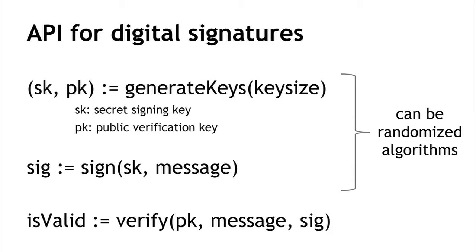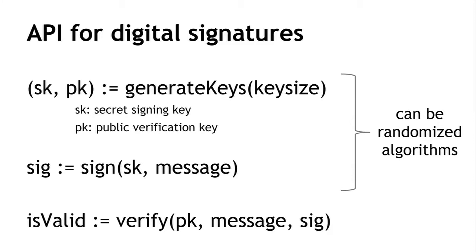SK will be a secret signing key. This is information you keep secret that you use for making your signature. And PK is a public verification key that you're going to give to everybody and that anybody can use to verify your signature when they see it. The second operation is the sign operation. You take your secret signing key and some message that you want to put your signature on, and it returns sig, which is a signature. It's just some string of bits that represents your signature.